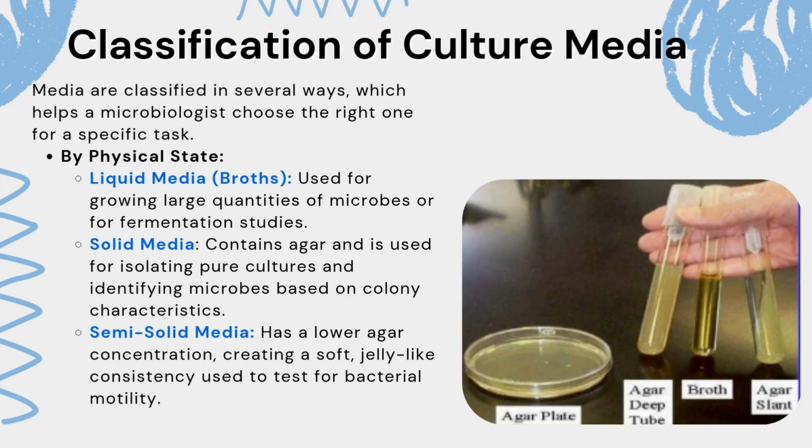Classification of culture media. Media are classified in several ways, which helps a microbiologist choose the right one for a specific task. The classification by physical state: it is divided into liquid media, solid media, and semi-solid media. Liquid media, also known as broths, are used for growing large quantities of microbes or for fermentation studies. Solid media contains agar and is used for isolating pure cultures and identifying microbes based on colony characteristics. Semi-solid media has a lower agar concentration, creating a soft, jelly-like consistency used to test for bacterial motility.